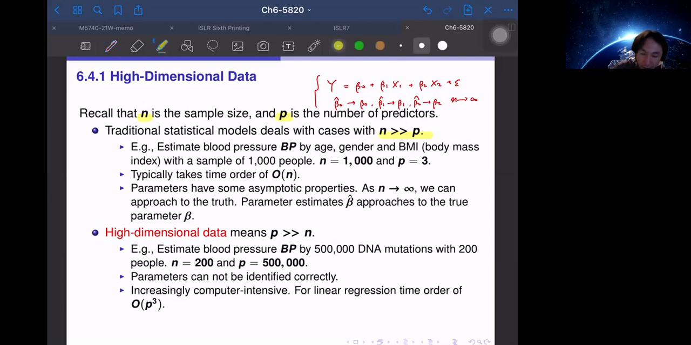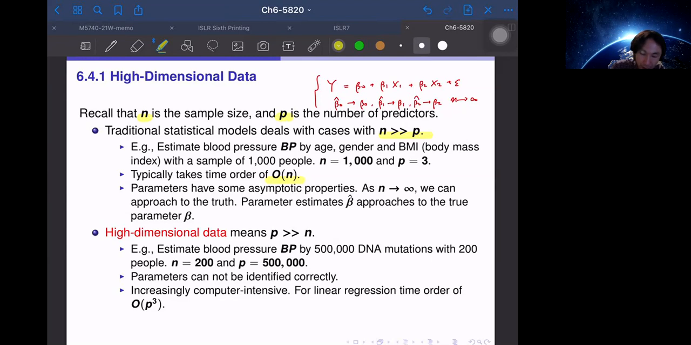And typically, this algorithm takes time of order n. P is small, so we don't really think about it. Maybe it is order n times p cubed or something, but p is anyway small. So basically, it takes time of order n. This is computationally the good case. Suppose you have 10 times larger data, you just need 10 times more time. If you have 1 million data points, it takes one minute, and if you increase the sample size to 10 million, you just need 10 minutes, not too complicated.